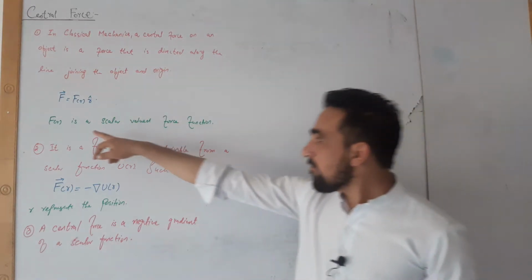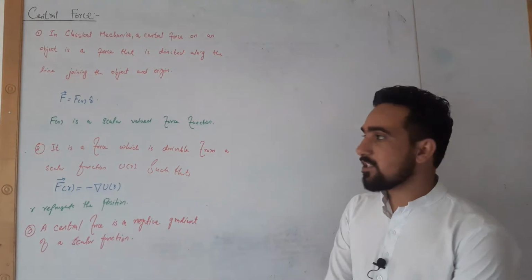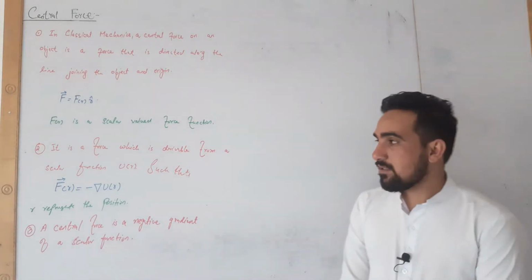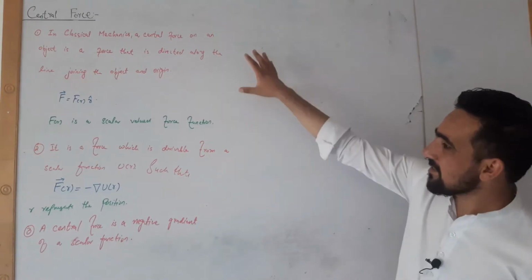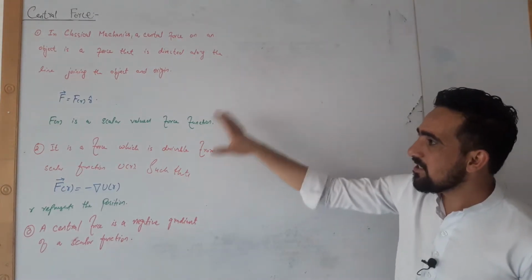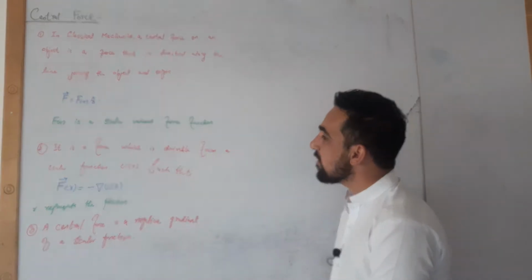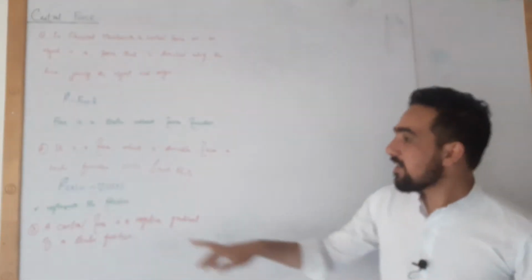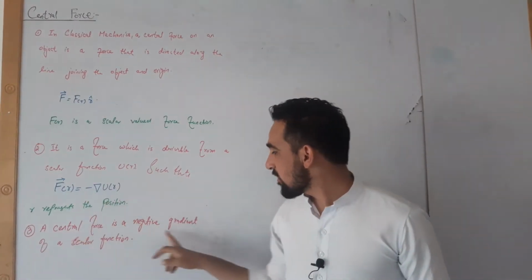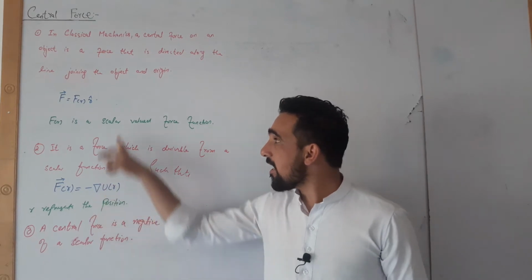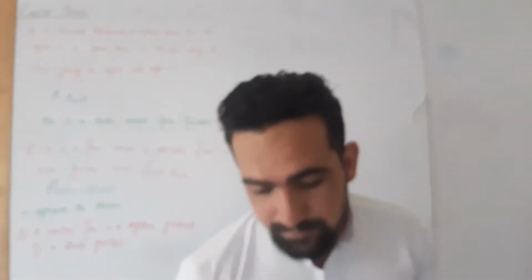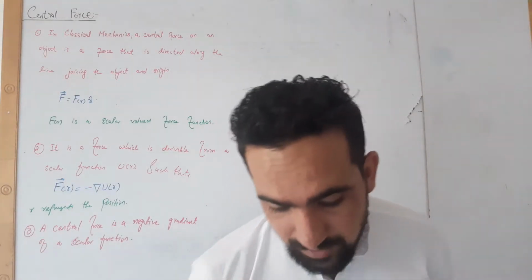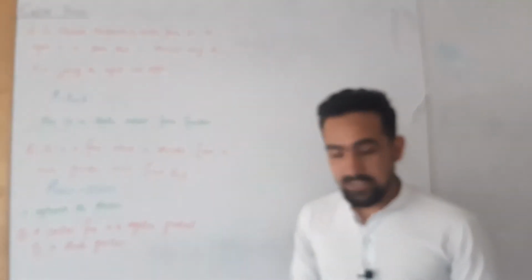Okay, f of r is a scalar force function. We will see how things work out. I can write this definition in this way too. It is a force which is derivable from a scalar function u of r. And how can I derive this force? I can say that F of r is the negative gradient of that scalar function, and r here represents the position. Okay, so this was the basic definition.